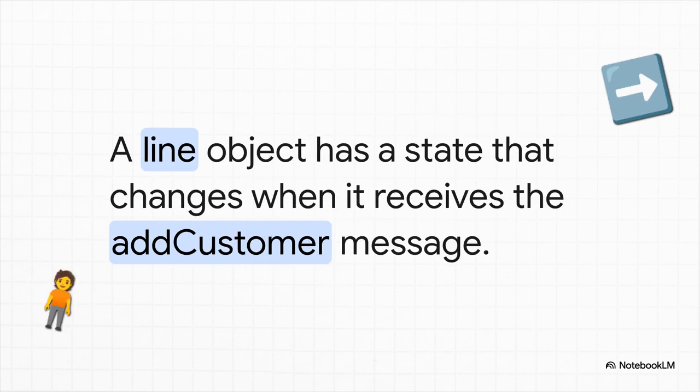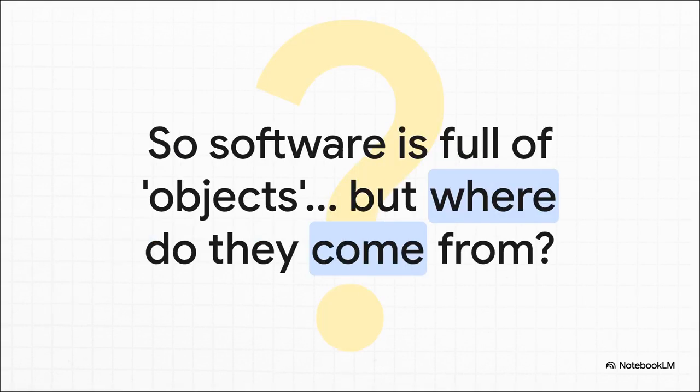Let's try another one. Think about a cashier line at a grocery store. If we wanted to build that in software, the line itself would be an object. Its state would be the number of customers currently waiting. And a key behavior of any line, well, you've got to be able to add a new customer. And get this, when you perform that add a customer action on the line object, its internal state actually changes. So now we know software is basically built from all these little digital objects, and each one has its own data and its own special skills.